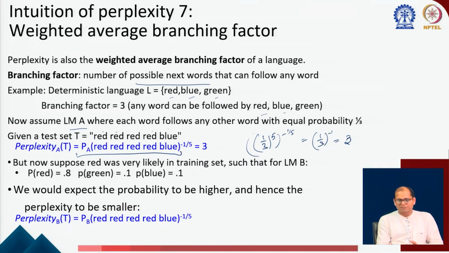But suppose the probabilities were distributed in a different way. Let's say red was very likely in the training. So red has a probability 0.8 and green and blue have probability 0.1. Then the branching factor will change. So what will happen?